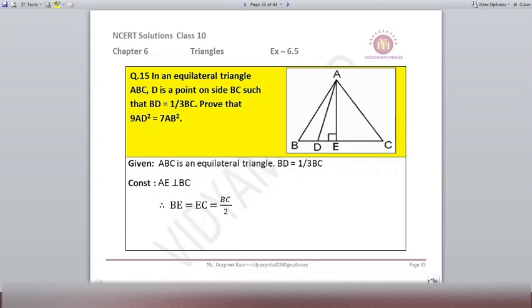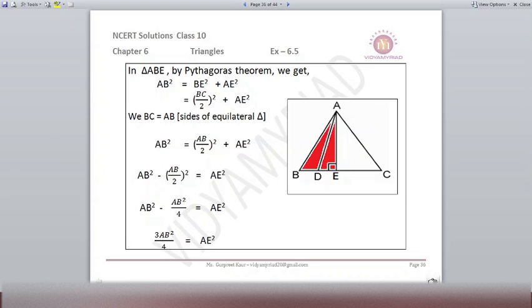So when we do construction of AE on BC, it means BE will be equal to EC, which is equal to BC upon 2. So now let us take triangle ABE, the red shaded part. It means AB square is equal to BE square plus AE square. Now what is BE? BE is half of BC. So I have substituted BC upon 2 the whole square, and we know that it is an equilateral triangle, so all the sides will be equal. So instead of BC, I can write it as AB. So AB square is equal to AB upon 2 the whole square plus AE square.